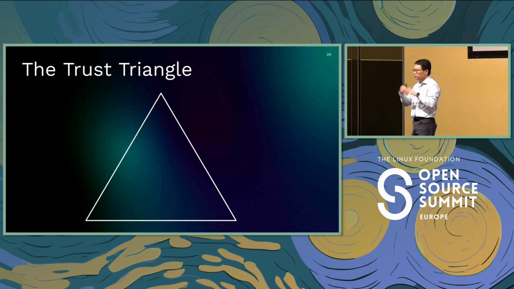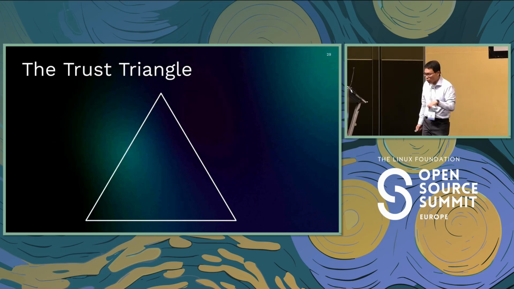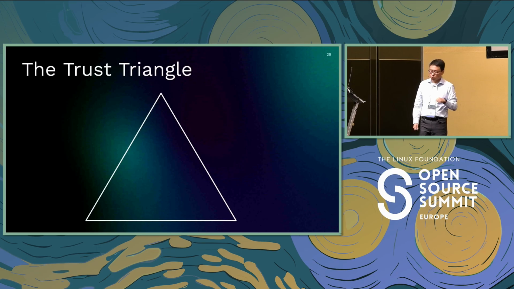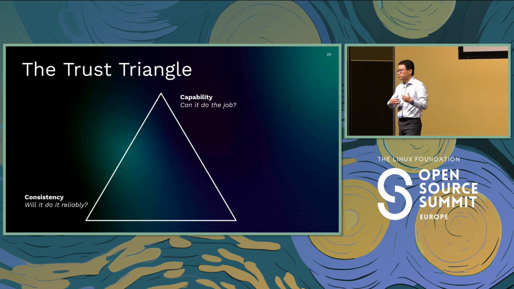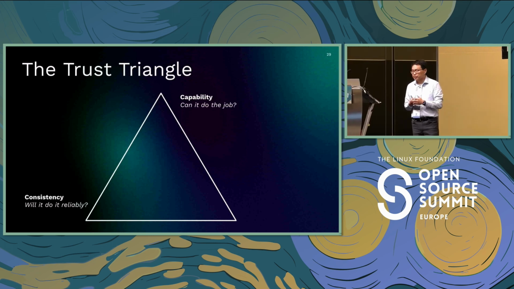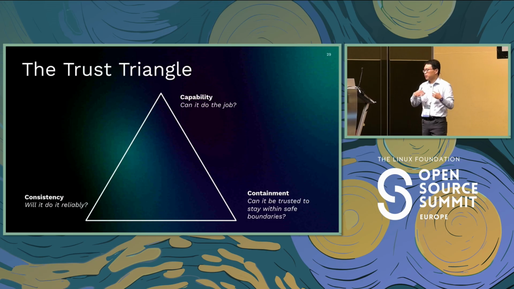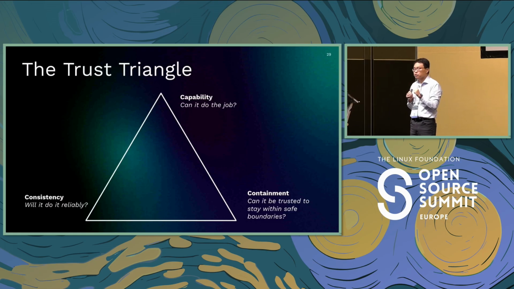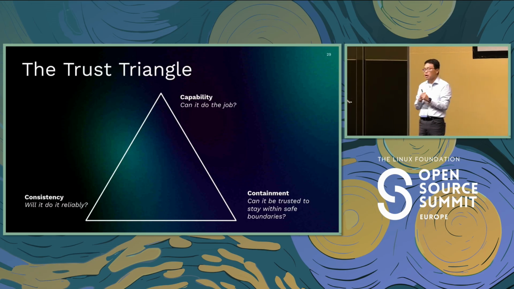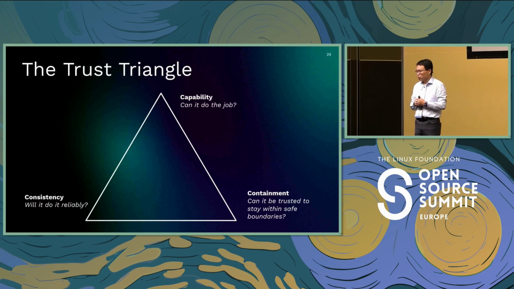So I have this concept of the trust triangle, and I think there are three things to consider when you're deploying agents. The first one is capability. Can it actually do the job? The second one is consistency. Will it do it reliably, right? And the third is containment. Can it be trusted to stay within the safety boundaries that I've established, whatever those boundaries may be? And if you can actually establish these three things and communicate with the powers that be in your company that you have a strategy for all three of these things, then I would suggest that you've gone a long way towards creating trust.